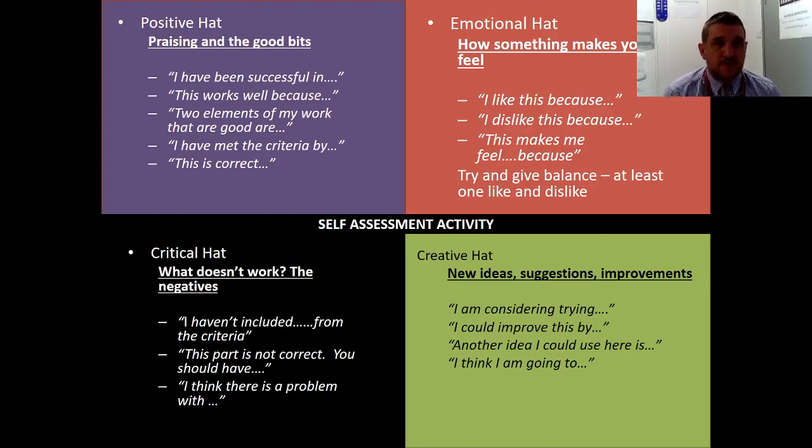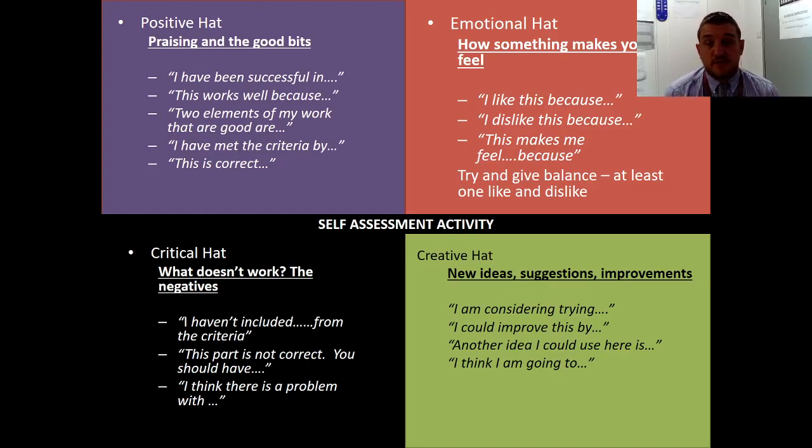So you're going to write a purple positive statement first of all. This is where you're praising the good bits. You can use any of these sentence starters. You must use at least one. You can use more than one if you wish. So: I have been successful in, this works well because, two elements of my work that are good are, I have met this criteria by, this is correct. You can do that in purple. Remember, you need to complete the sentence starter.